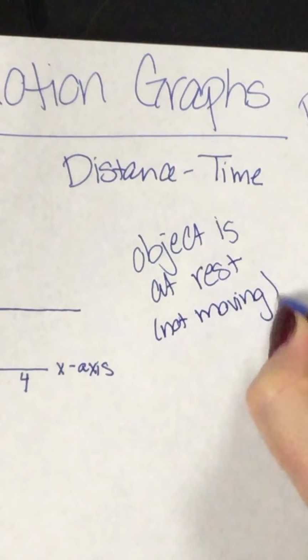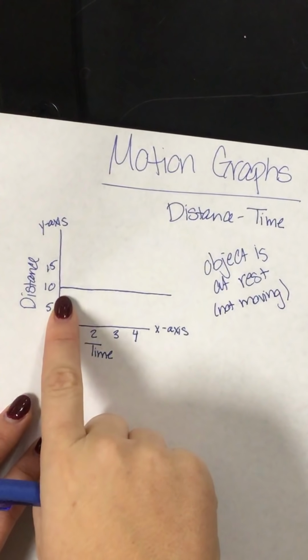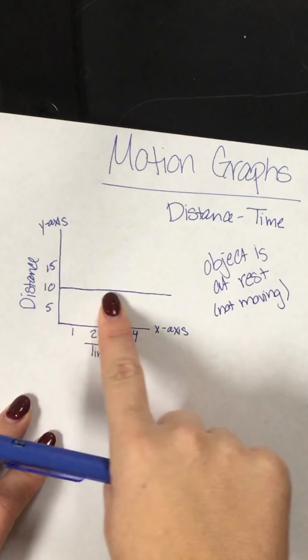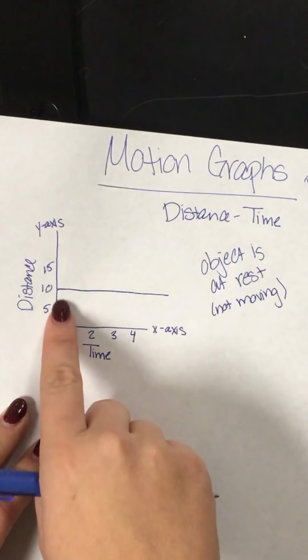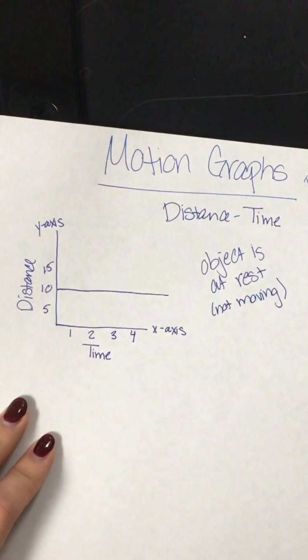Just remember that at rest means that you are not moving. So if you see a horizontal line on a distance time graph, we know that this object is stopped, it's at rest, it's taking a break, however you want to say it. Our horizontal line means our distance is not changing, so our object is not moving. Let's go on to our next graph.